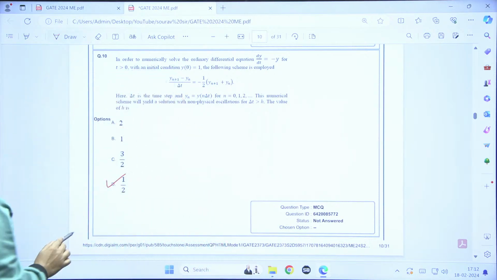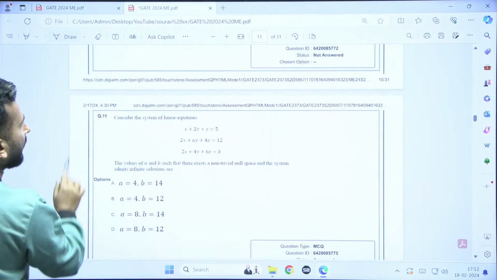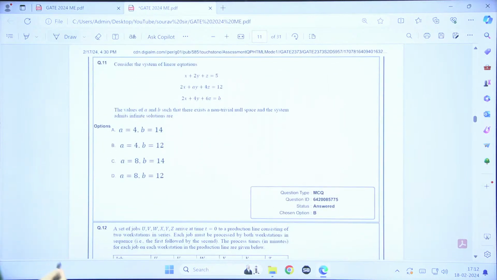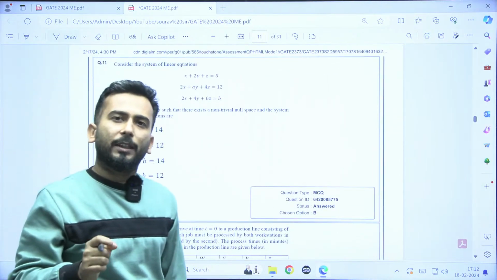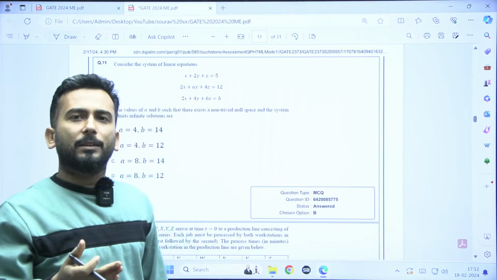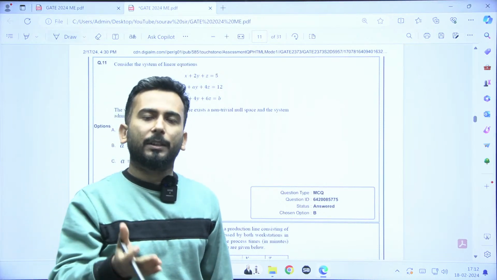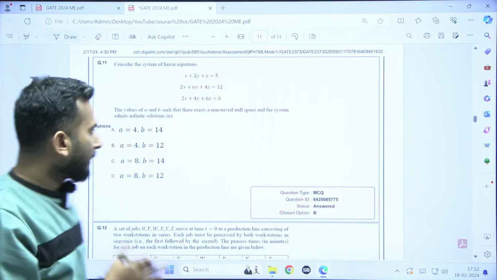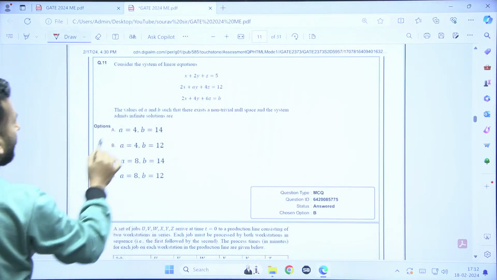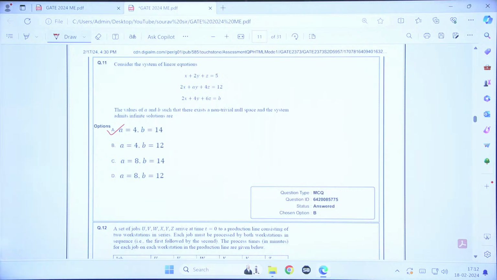Okay. Moving on to the next question. Again, it's an expected question from linear algebra, system of linear equations. Everyone says that it is one of the most important parts whenever someone teaches you linear algebra. So not surprising that a question has come from here, and option A is the correct answer, that is A equal to 4 and B equal to 14.